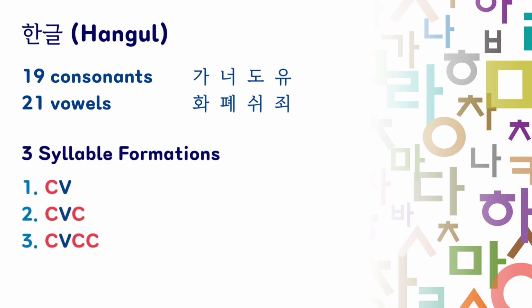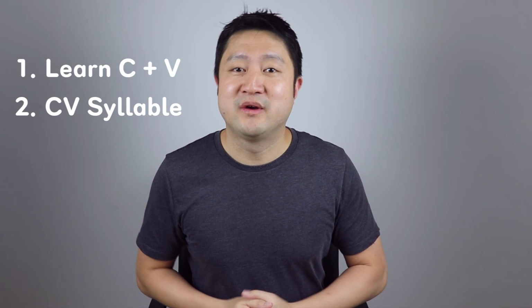However, Korean syllables can only have three possible combinations: a consonant-vowel, a consonant-vowel-consonant, or consonant-vowel-consonant-consonant. And in this lesson, as I've mentioned already, we're going to first focus on learning all the different consonants and vowels in Hangul and learn how to form syllables made up of a consonant-vowel combination. And in part 2, we're going to learn the consonant-vowel-consonant combination and learn how to read the final consonant, 받침. So let's begin with the consonants.